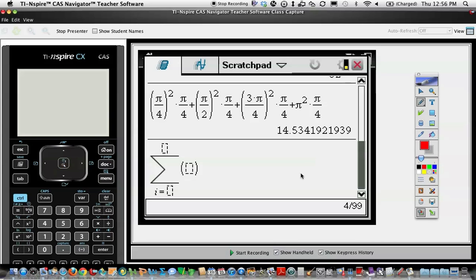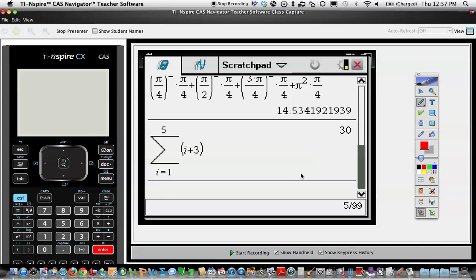To be honest, we're not going to have to do this on our calculators very much. I mean, the one on the quiz is going to be pretty much no calculator. Okay? But it's going to be handy for us to check some things here. So we go in, we go i equals 1 to 5, we put i plus 3, we hit enter, and we get our 30. Okay? All right. And then, you know, if we put the other one in, it will come out the same as well.